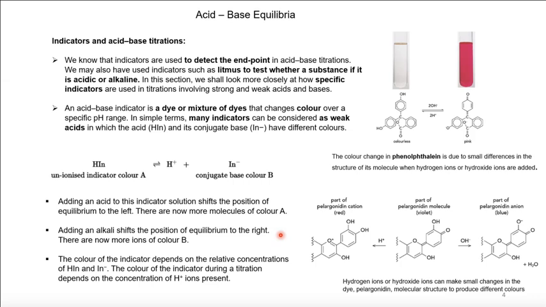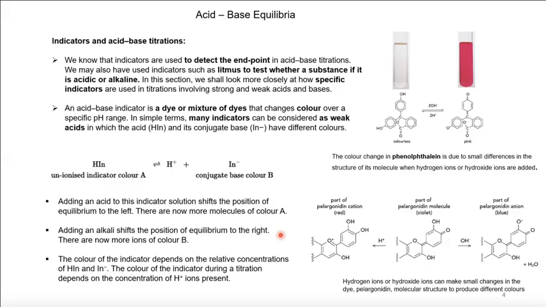You can have a pH meter. Also, you could have litmus paper to test whether a substance is acidic or alkaline. Well, then we also use indicators in acid-base titration. What is an indicator then?